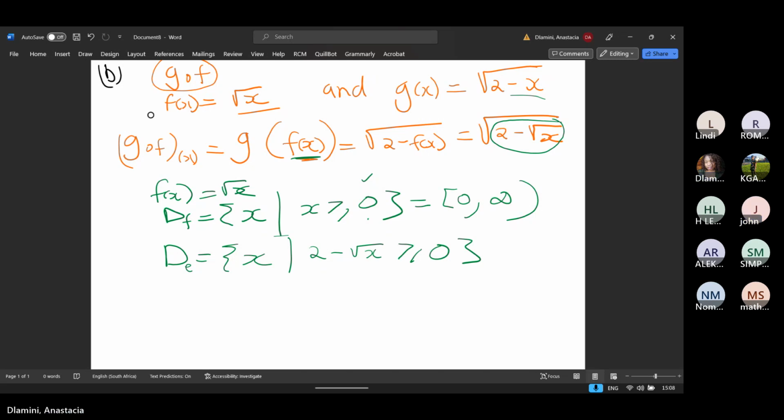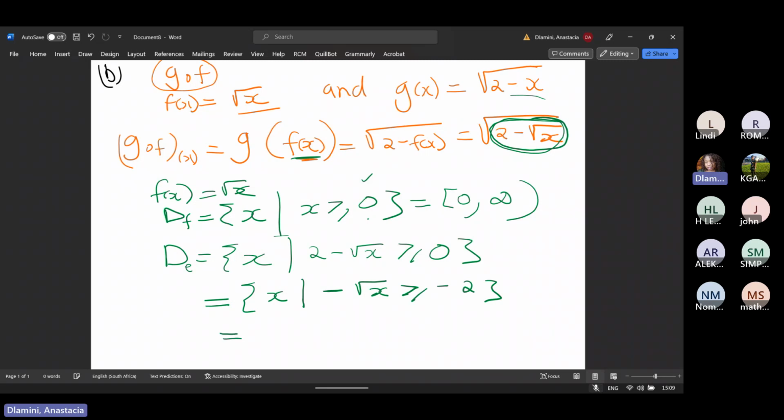Do you see that? Are we all okay, guys? Yes, ma'am, we are sorted. So everything under the square root should be greater or equal to 0. So meaning that everything under the square root is 2 minus square root of x. So let's solve it. Let's take 2 to the other side. So negative square root of x is greater or equal to 0 minus 2.